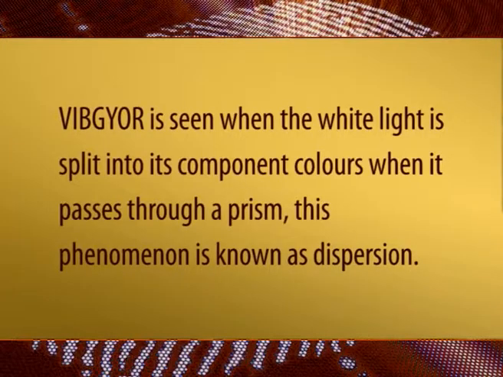Each color of the rainbow has a particular wavelength. Red has the longest wavelength, while violet has the shortest wavelength among the 7 colors of the rainbow. That is VIBGYOR. VIBGYOR is seen when white light is split into its component colors when it passes through a prism. This phenomenon is known as dispersion of light.